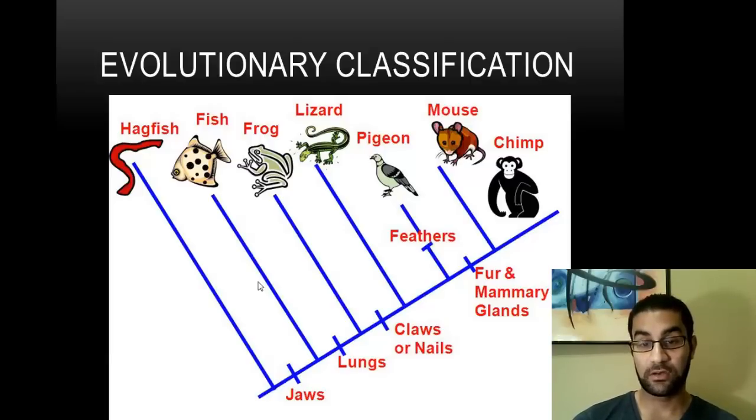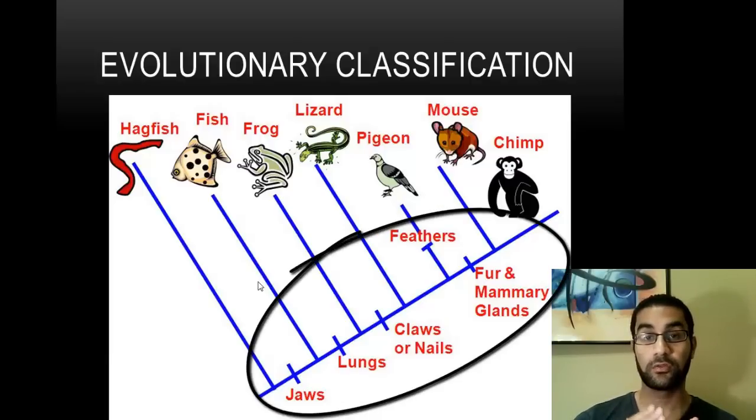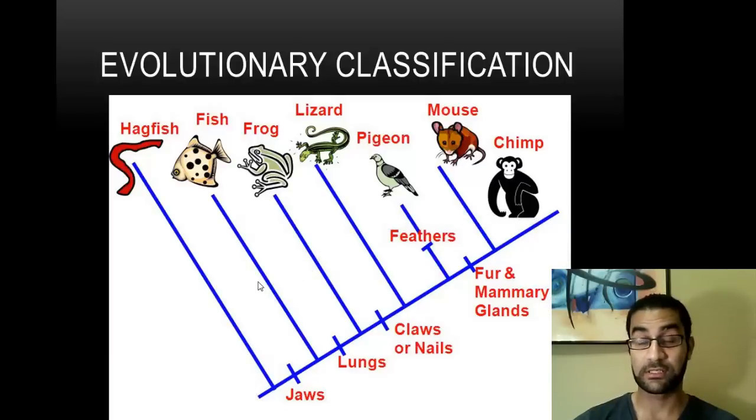The next thing you need to understand are all of these terms that are along the way on that timeline. You see things like jaws, lungs, claws and nails, feathers off to a branch, and then fur and mammary glands. Each of those are actual characteristics. So if you follow the same timeline, those characteristics are thought to have developed at that time. So the idea is anything that develops before doesn't have that characteristic, but anything that develops after has it. So it's basically like technology. Think of some basic technology, like the ability to have apps on your phone.